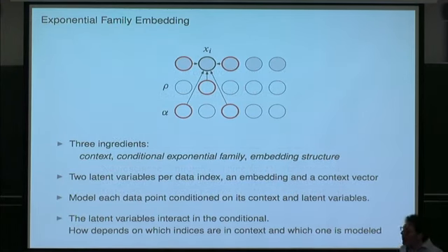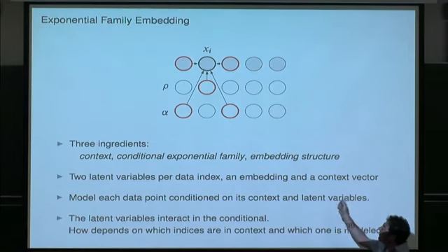Okay, so there are basically three ingredients to an exponential family embedding. They are the context, a conditional exponential family, and what we call the embedding structure, or you might call it parameter sharing. And the idea, here is a graphical model. This is just a schematic of the different characters that play a role in the probability of an observation. The idea is that there's two latent variables for each data index, what we call an embedding, which I denoted there rho, and something called a context vector, which we're denoting alpha. The fact that there are two is important. That seems to be what makes word embeddings different from classical things like PCA and other types of factorization methods.